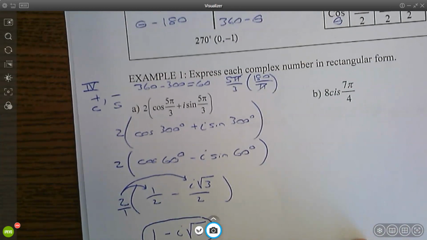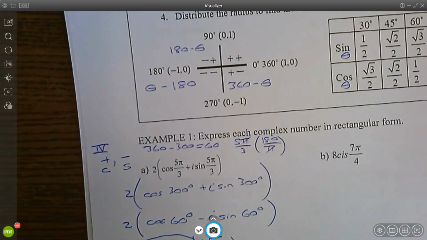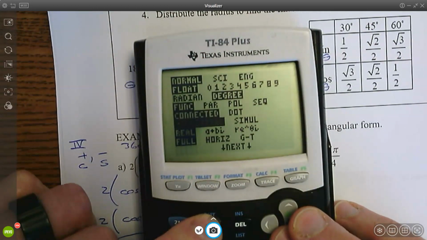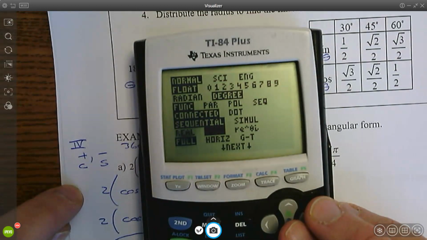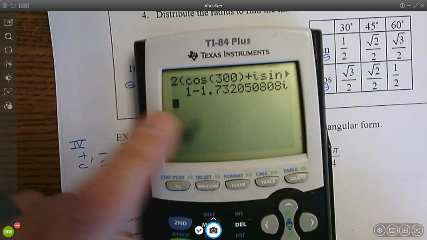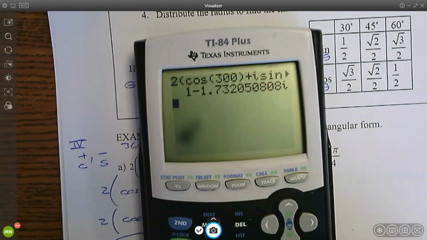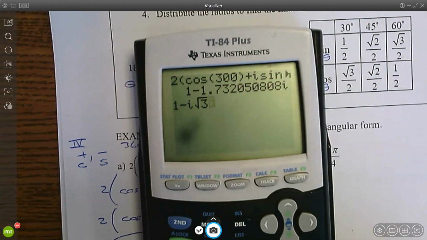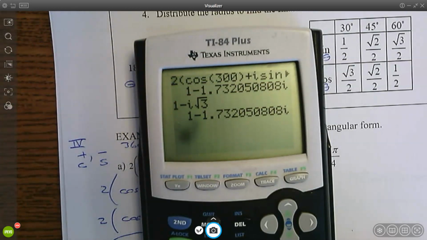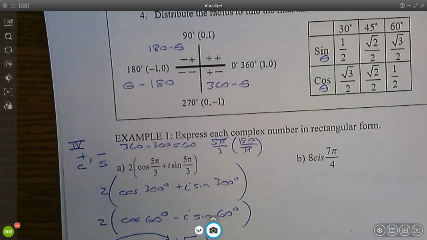If you want to check this answer, let me grab a calculator real quick. You need to make sure you're in degree mode, and you need to change your mode to a plus bi. And then if you type in the original after you convert, cosine 300 plus I sine 300, you'll get that. And then if you type in your answer, 1 minus I times the square root of 3, you'll get the same decimal. Just see here, this is the imaginary part, so you can check your answer to see if it's correct or not. Let's look at one more.